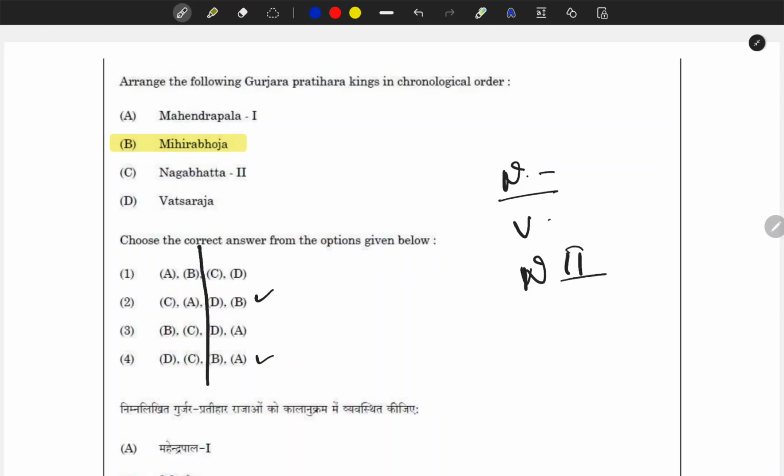So accordingly, I'll put Vatsraja first and then Nagbhat 2 after that. So where these two are like D and C, you'll have to find this. Okay, but here you see the statement 4 is correct.